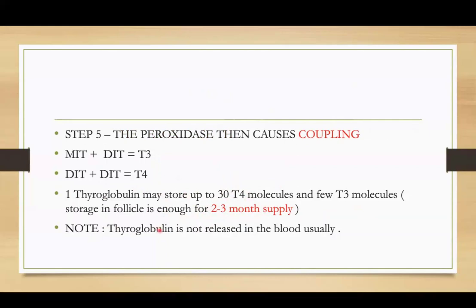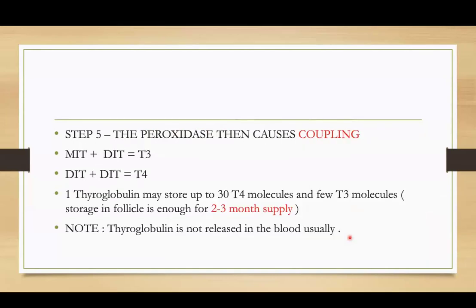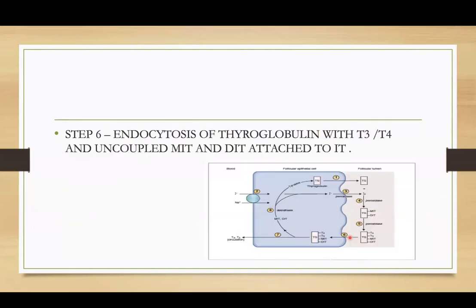So a note here is that the thyroglobulin is not released in the blood. So this thyroglobulin, which has all these T4, T3, and then MIT, DIT, all of this, these T4, T3 are secreted into the blood, but the thyroglobulin is not usually secreted into the blood, right? So that's not normal for it to be there.